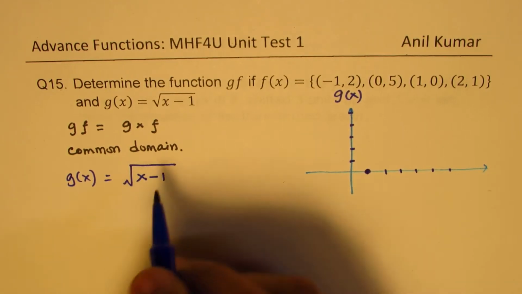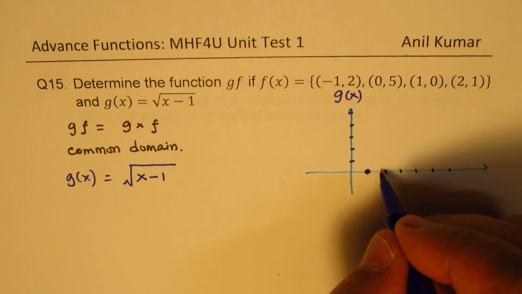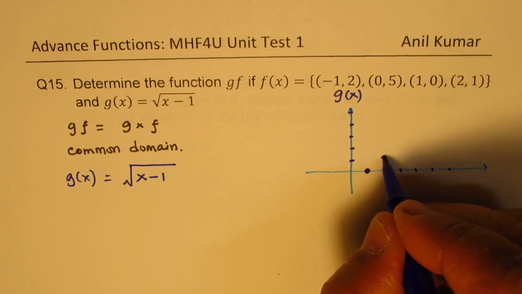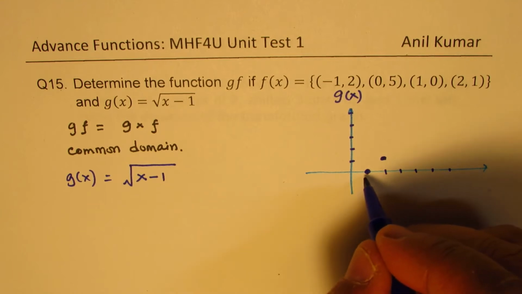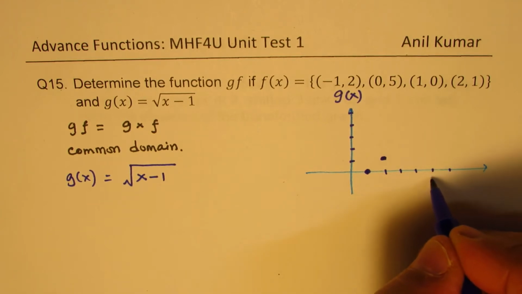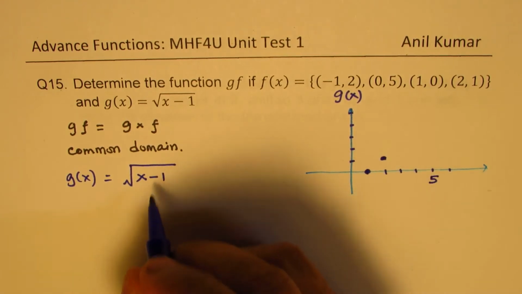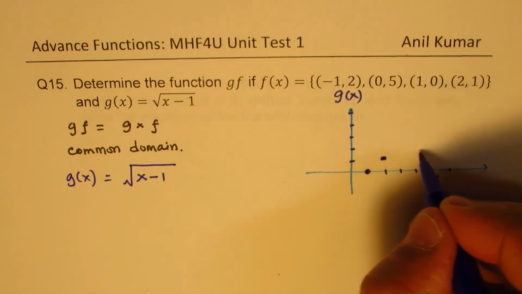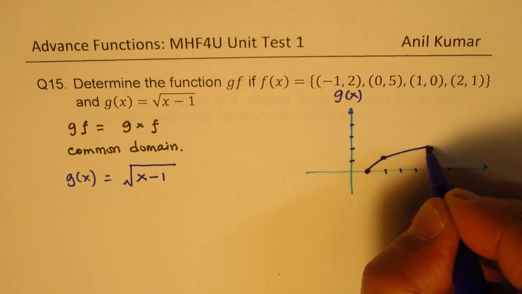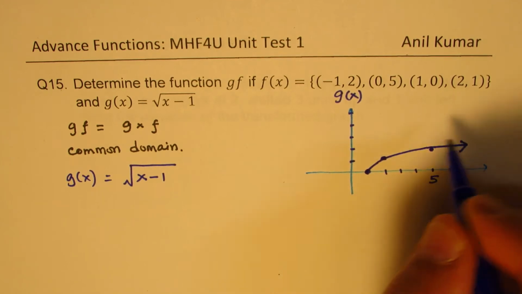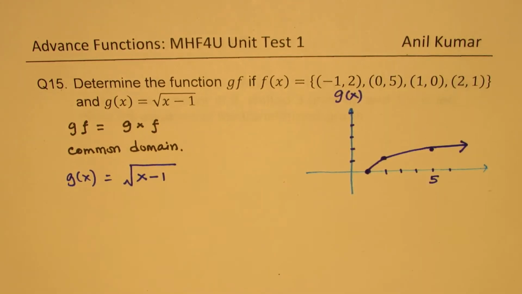If I substitute 2, then I get square root of 1, which is 1. So 3, 4, and if I substitute 5, 5 minus 1 is 4, and the square root will be 2, right? So I get this function kind of like this. So I could draw this function as this. So that is our g of x. Now let's look into the function f of x.